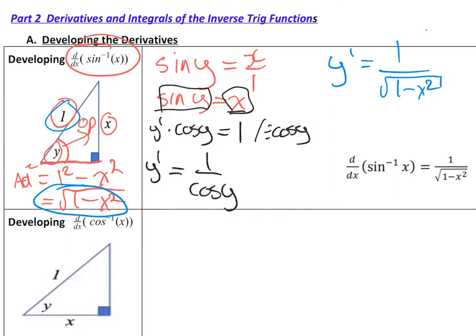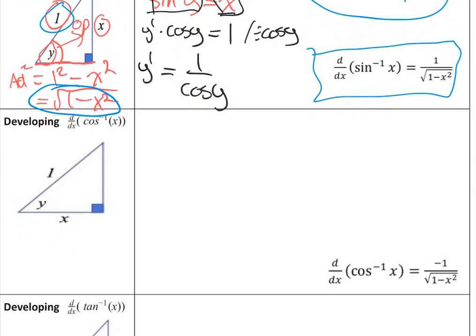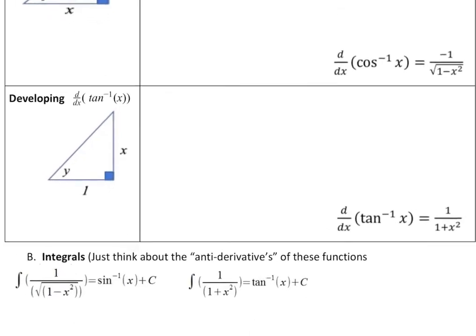Okay, and that's your derivative for sine inverse of x. And there it is right there. d by dx of sine inverse of x, or arcsine of x, is equal to 1 over the square root of 1 minus x squared. What I'm going to do now is develop tan, and again have you develop cos.